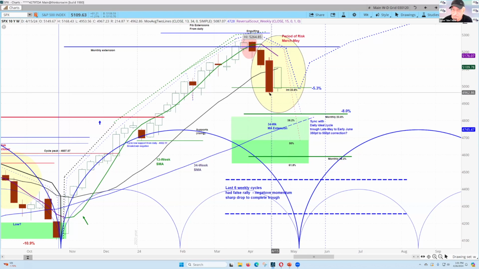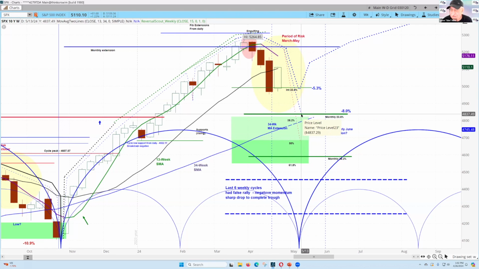So these levels right over here that it made a low was around 49.51. This level right over here at the 8% decline on that monthly support is 48.37. And this decline over here, which would be about 11%, is 46.84. So those are the levels on the downside.